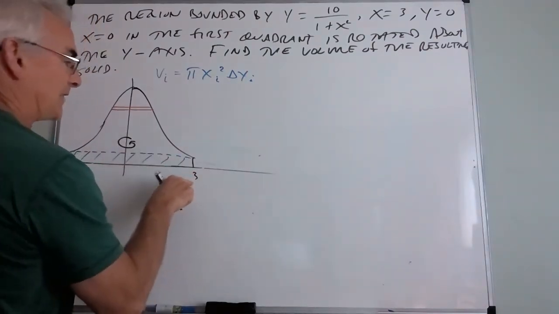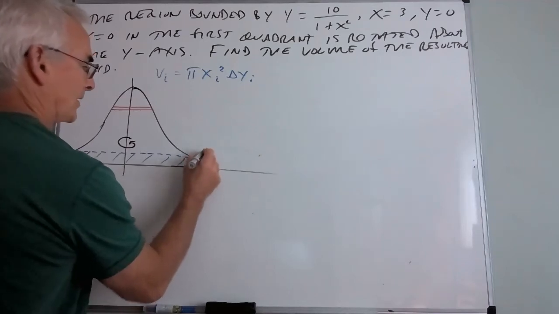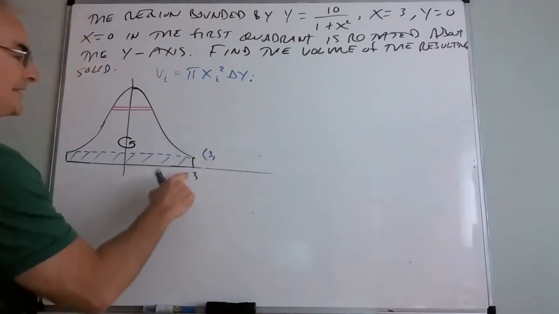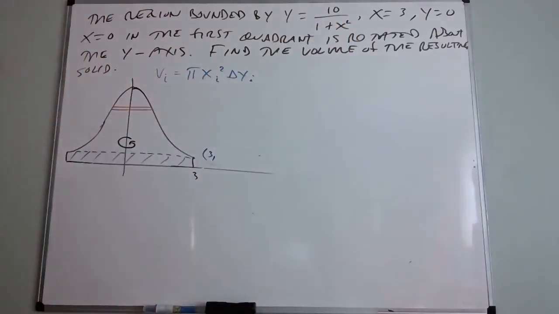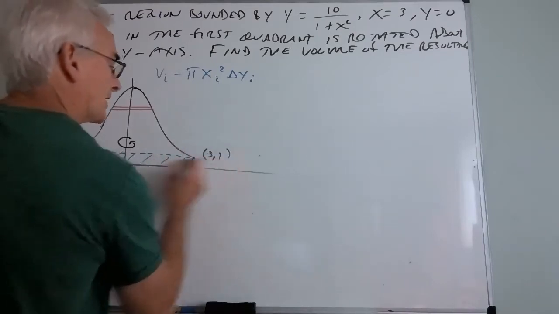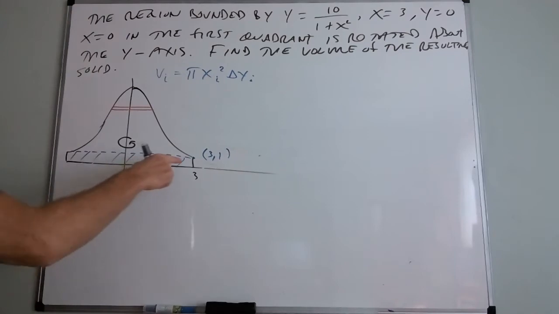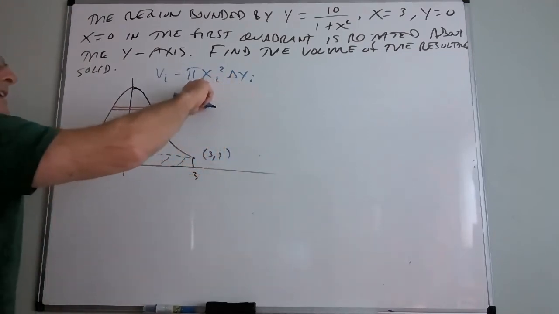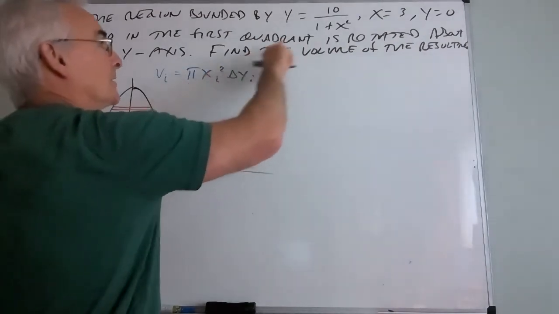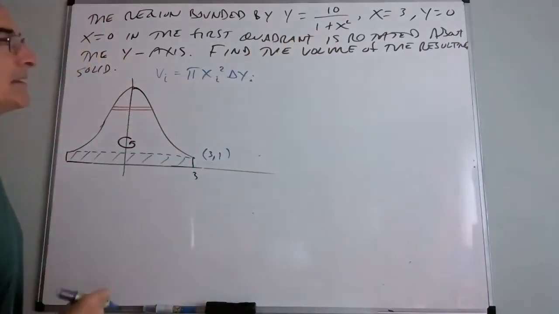Now, this x value is 3. So what's this point right here? This would be 3 comma what? If x is 3, what's y? 1. Yeah, that's good to know because that will affect perhaps those limits of integration. I want to have that. Okay, now I've got to integrate this with respect to y, which means I need to replace x squared with something y-ish. Ooh, that might not be that easy.